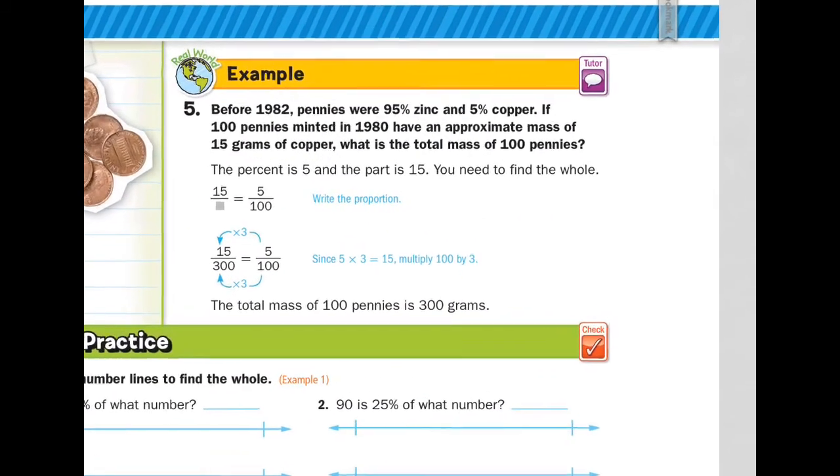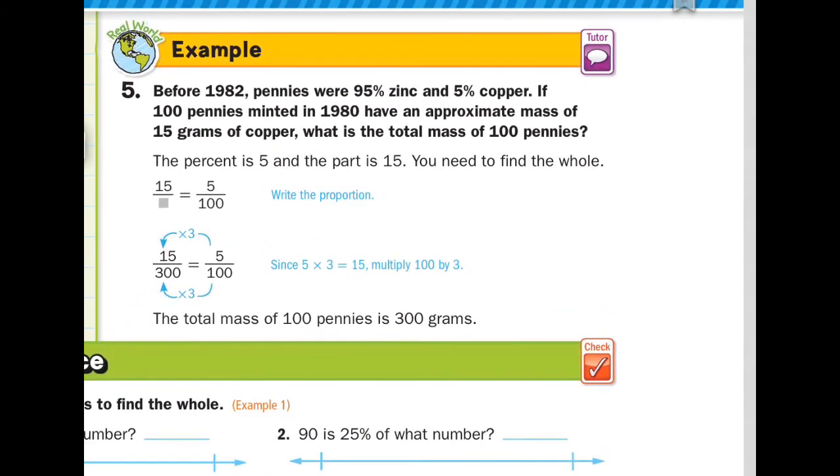All right. Last page, I think we have a real world example. Let's see how you do. So remember, when we do a real world example, instead of is over of, we have part over whole. So let's start by reading it. This says, before 1982, pennies were 95% zinc and 5% copper. Uh-oh, they're throwing a couple percents at me. This could be confusing. So 95% zinc, 5% copper.